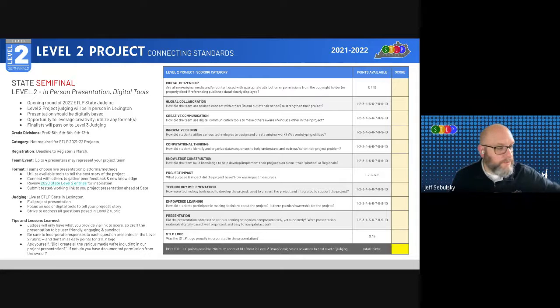If for some reason we have to go digital again, if we have another surge and we can't all come together in Lexington in April, no problem. We've got it covered. We've got 2 years under our belt of doing state championship all digital. I promise you that we'll make it a great experience for your students again this year.